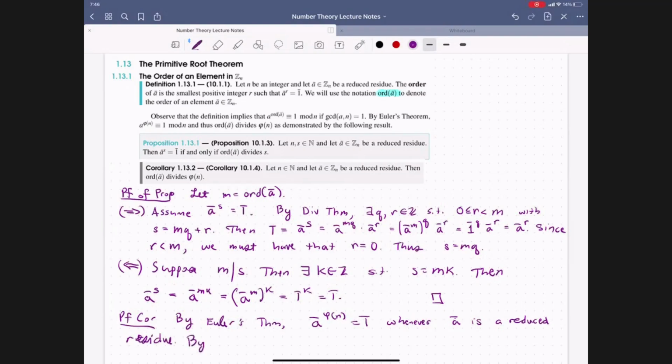And then by the proposition that we just proved, we now have that the order, so in other words m, the order of a bar, has to divide phi of n. And so we are done. Because in this case, s is taking the role of phi of n, and so the order of a bar divides phi of n, and that's what we wanted to prove, and so we are done with the statement.